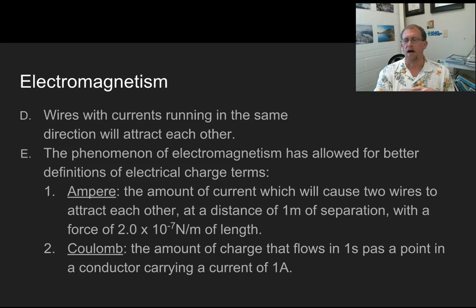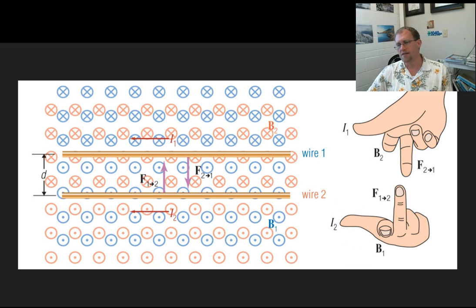That has also allowed us to redefine the coulomb. The amount of charge that flows in 1 second past a point in a conductor carrying a current of 1 amp is 1 coulomb. So a coulomb is 1 amp per second. That's a lot easier than, again, counting electrons. So these are new definitions for these terms. The old ones that you had a couple chapters ago, it's not like they're not true anymore. They're still true. It's just a lot easier to measure this definition of an amp and of a coulomb of charge. Okay. And so just a picture to demonstrate that.